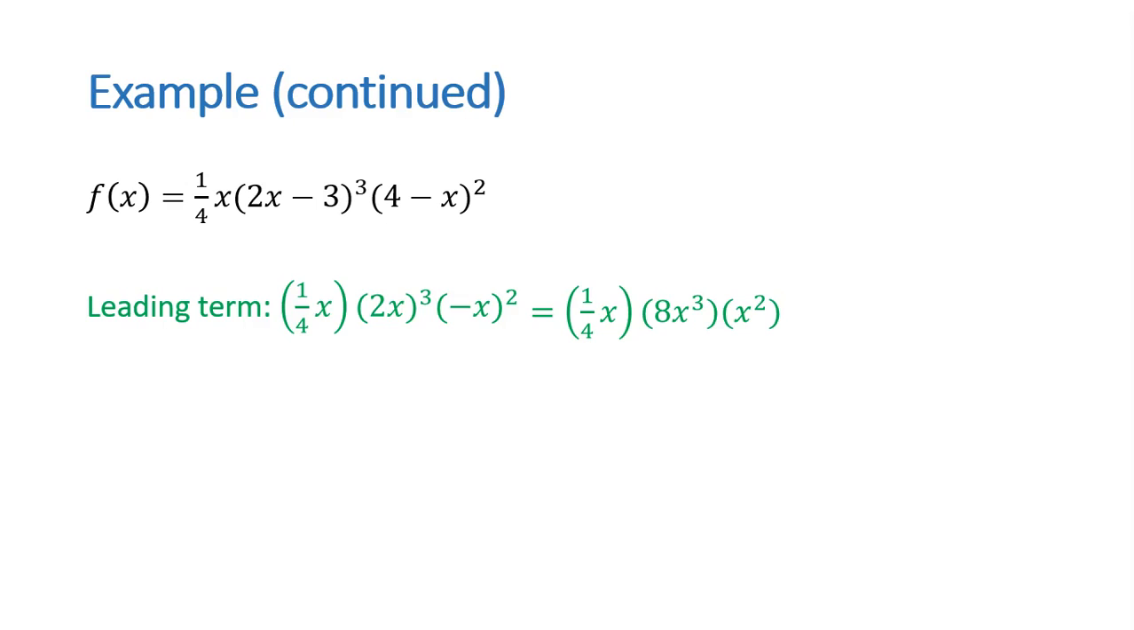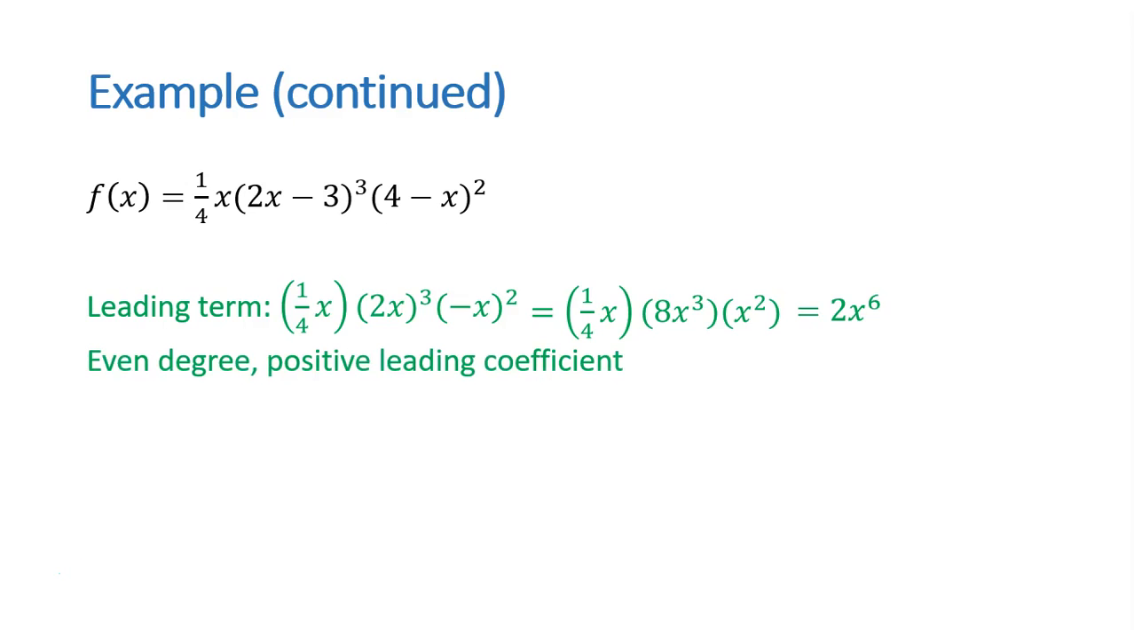Now we can combine the numeric constant parts, and we can combine the variables with their exponents together. And we end up with 2 times x to the 6th power. So that is our leading term. Without having to do all the work to multiply everything out, that is our leading term if we were to distribute everything and write it in an expanded form.